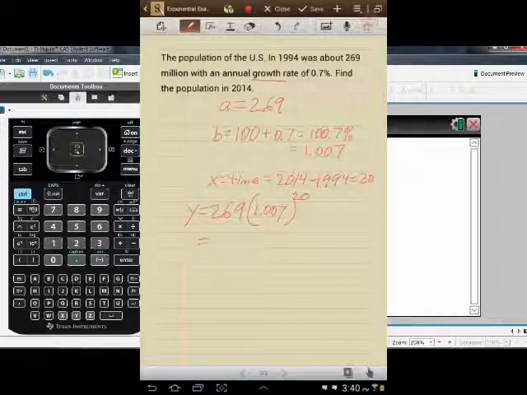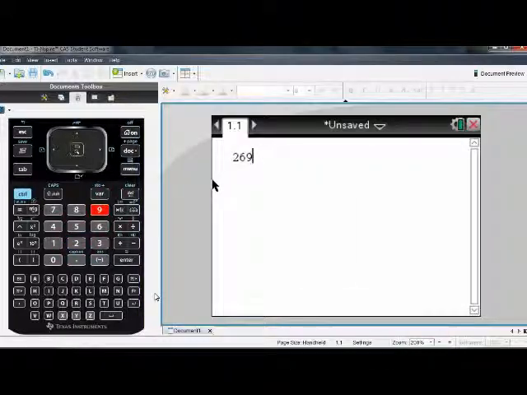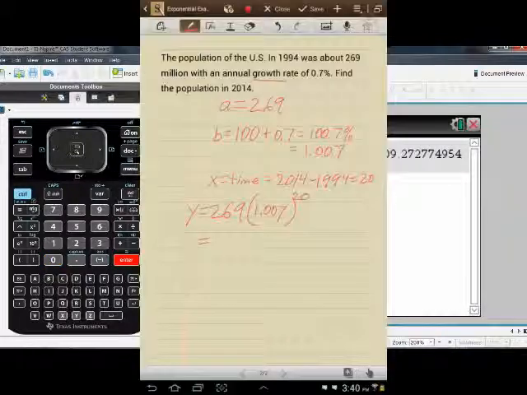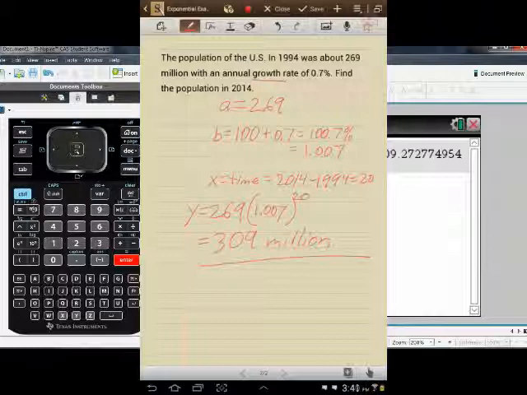Type that just as it is into your calculator. 269 times 1.007 to the 20th power equals about 309 million. I'm just rounding up to the nearest whole number. So there you go. That's how an exponential works. Find your initial value, find your base, find out how much time's gone by, or however many things go by, how many times we need to multiply the base on. That's what we're looking for.